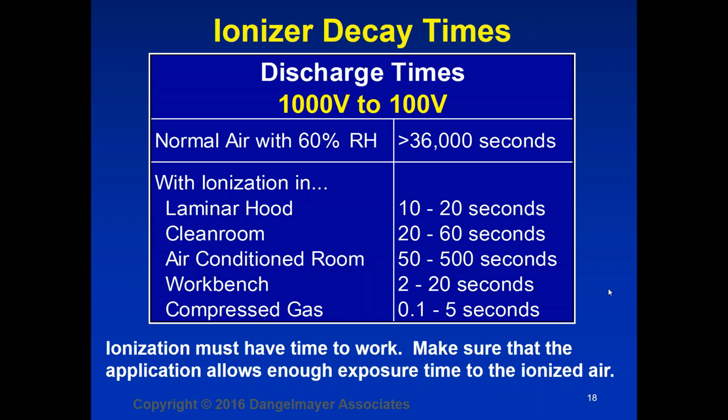Now, what we've got listed here is several different applications of ionizers in laminar flow hoods, clean rooms, air-conditioned rooms, on workbenches, and with that compressed gas blow-off gun that was mentioned earlier. And you can see that in all of these cases, the ionization works much more quickly than just humidity. So humidity is a very inefficient way to remove the charge from an object. Depending upon your application, these are the discharge times you can expect from your ionizer, and you can see that in some cases where you had rapidly moving objects, most of the ionizers would not be very effective. So you have to make sure that you choose an ionizer that does work fast enough to allow your object to be exposed enough to the ionized air for it to be neutralized.